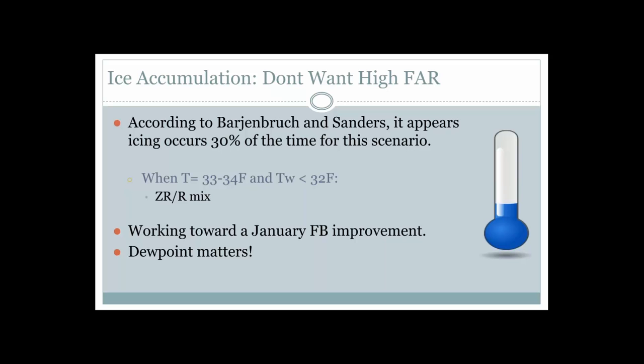But when we go into the research, and Ben and I have been coordinating with Brian Barschenbrook and Chris Sanders about this, from the research, icing generally occurs about 30% of the time for the scenario with the temperatures between 33 and 34 and the wet bulb below freezing. So we're looking towards, in the next tech order with January, maybe to reduce the amount of freezing rain that gets produced, or at least reduce that probability of freezing rain, put a different ratio on it. But no matter what, the dew point matters here.